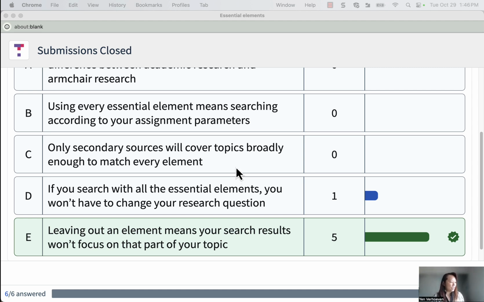D, if you search with all essential elements, you won't have to change your research question. It sounds like that would be a good answer, but the reason why it's not is because you may have the perfect essential elements and you do your research, and in your pre-searching, the stuff that you come up with is not what you necessarily may want to study, or you find out that the stuff you come up with isn't really what you want to answer. It's not answering your question, or there's not enough of it, or the information that you find doesn't fit the parameters of your assignment. In any of those cases, you actually have to go back and change your research question. And it's perfectly normal to change your research question. You can change it a lot. Researchers change it a lot, either to make it fit with what they're trying to really find out, or to adjust it so that it fits the assignment parameters. Okay?